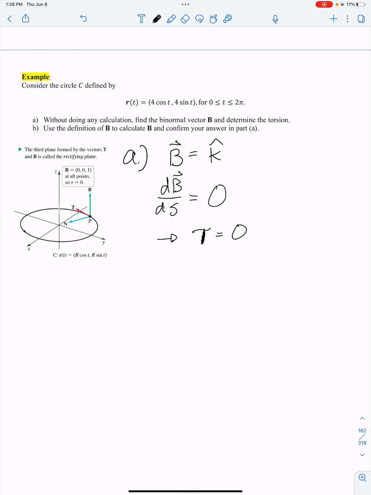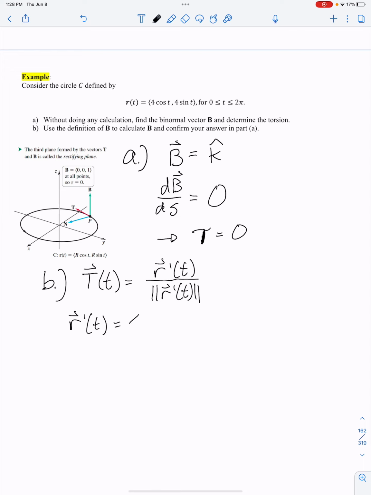So that's A. And then B, use the definition of b to calculate b and confirm your answer. So remember, we've got to find our tangent, not prime. It's a bad habit of mine. Which is r prime of t divided by its magnitude. All right, so let's find r prime of t. We have negative 4 sine t and then 4 cosine t. We're going to need a third component because we're going to cross these things, so we'll just call it 0.